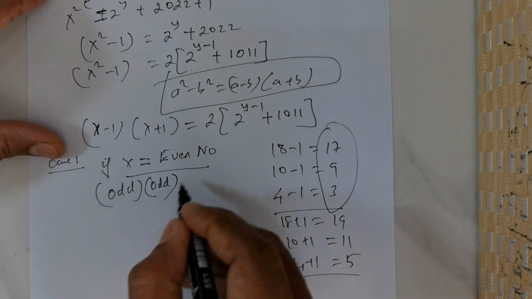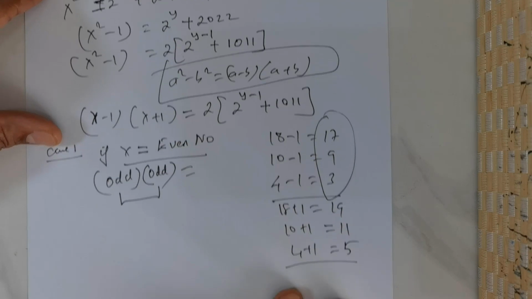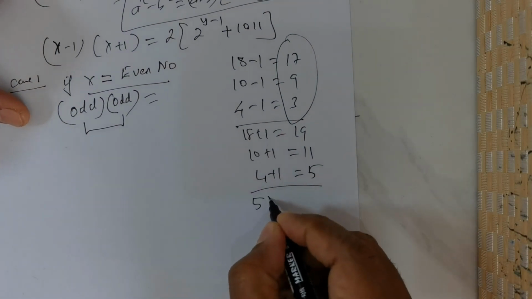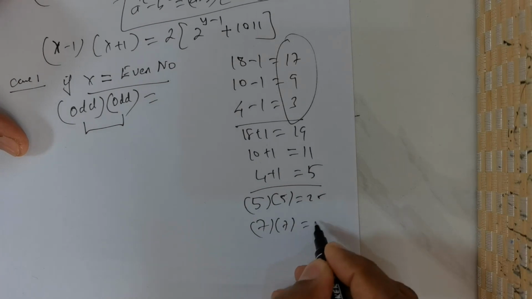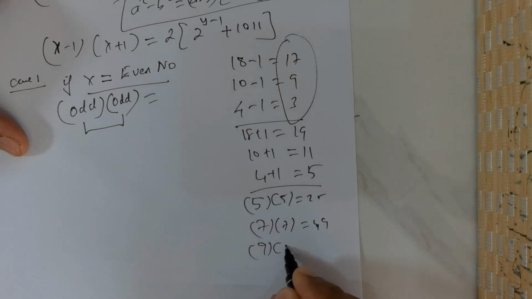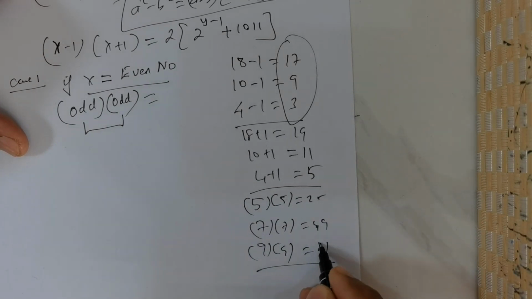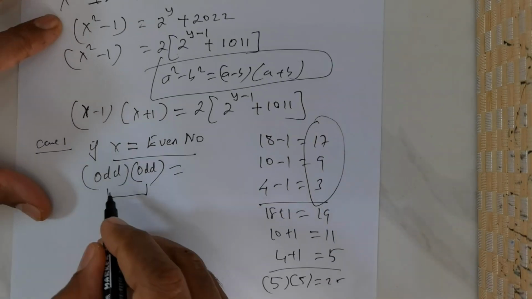So what is on the left hand side? I have a product of 2 odd numbers. Take a product of 2 odd numbers: 5 times 5 you get 25, 7 times 7 you get 49, 9 times 9 you get 81. So you multiply 2 odd numbers, you still get an odd number.